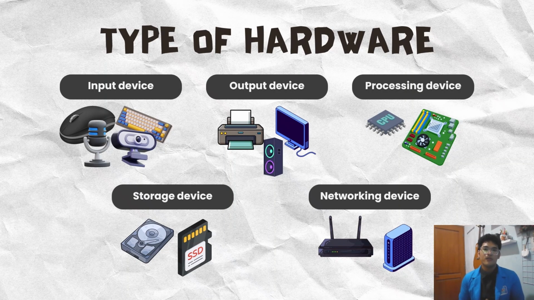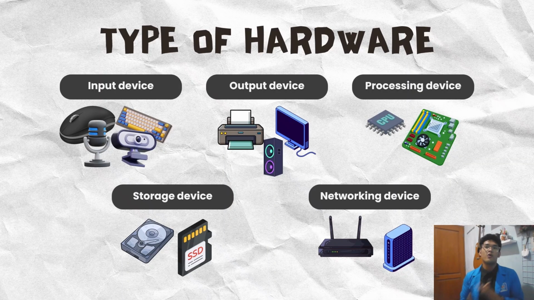Second, there are output devices. Output devices are every single thing that presents the results to users like us: a printer, a monitor, and a speaker. There are also processing devices like the CPU and the motherboard, and storage devices that store every piece of data that we want to store.